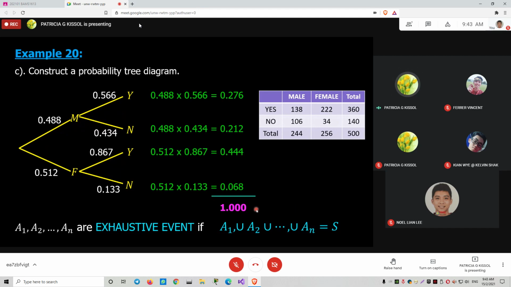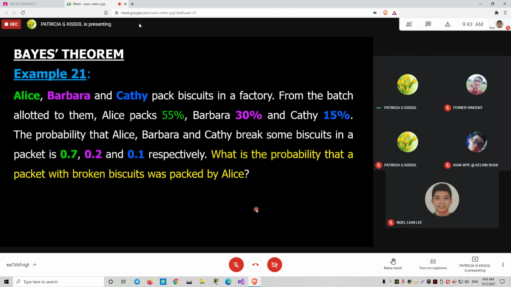As you know, sample space is referring to all the total value, which, as you know, in probability, total value is equal to 1. So with that, we go on to the next area, which is called Bayes' theorem. And to understand this, we have example 21.